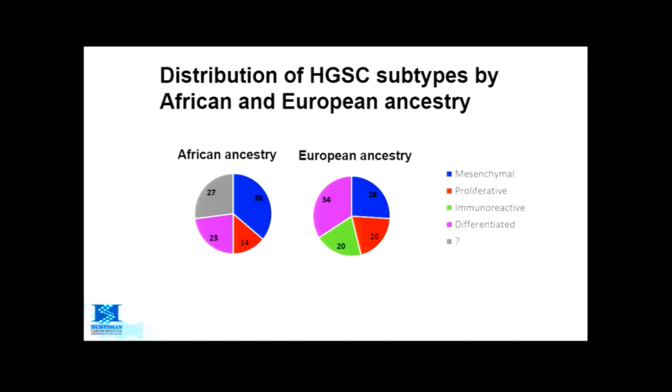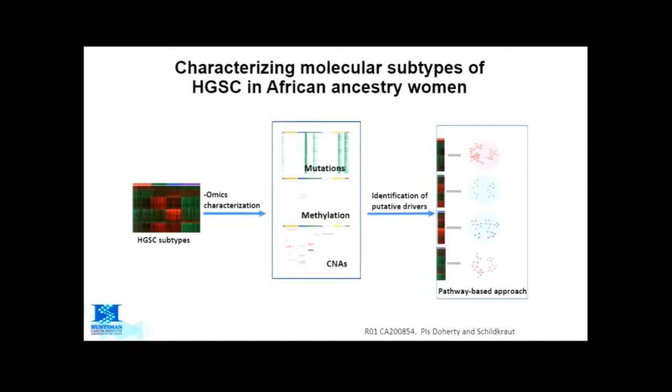But also, indeed, we are seeing that this more aggressive subtype in blue here does appear to be more prevalent among women of African ancestry. So moving this forward to really understand what these subtypes mean, we're taking 250 African ancestry women, typing their tumors not only in terms of gene expression, but layering essentially every omics measure possible.